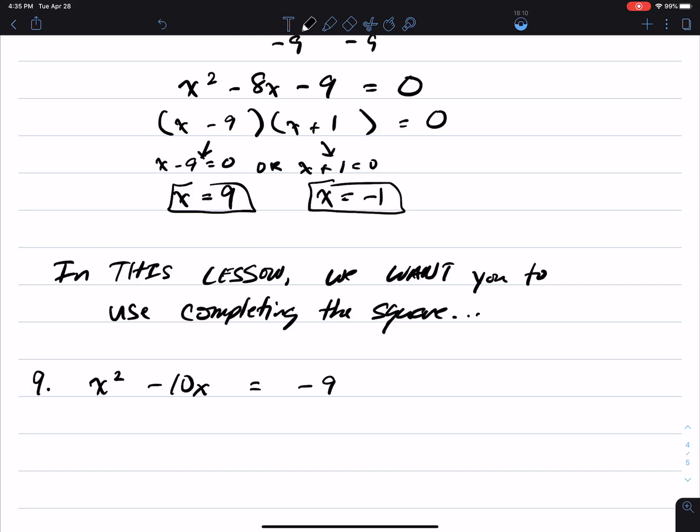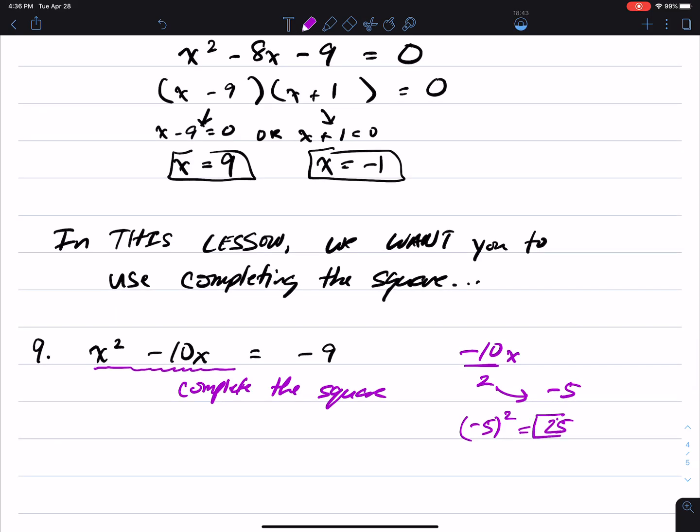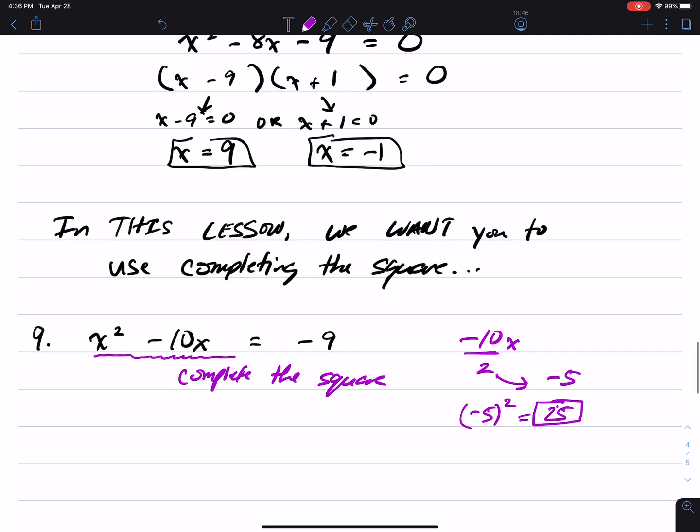Again here, with this part, we want you to complete the square. So let's do some scratch work off to the side. If you have negative 10x as your middle term, we're going to be taking half of that negative 10, and that gives us negative 5. Then we'll be taking that negative 5 and squaring it, and that gives us 25. So that will be the magic number that completes the square.